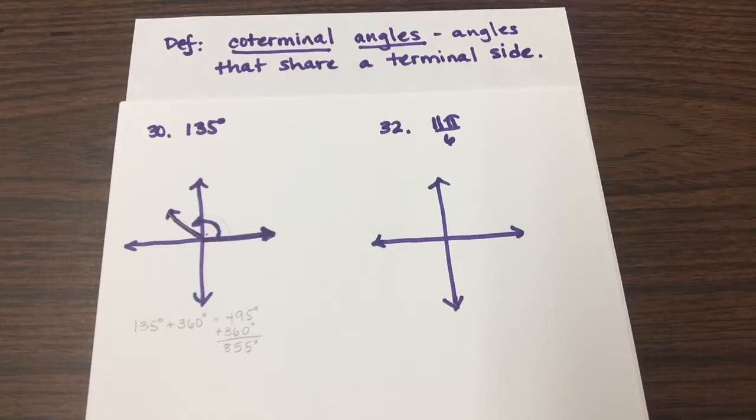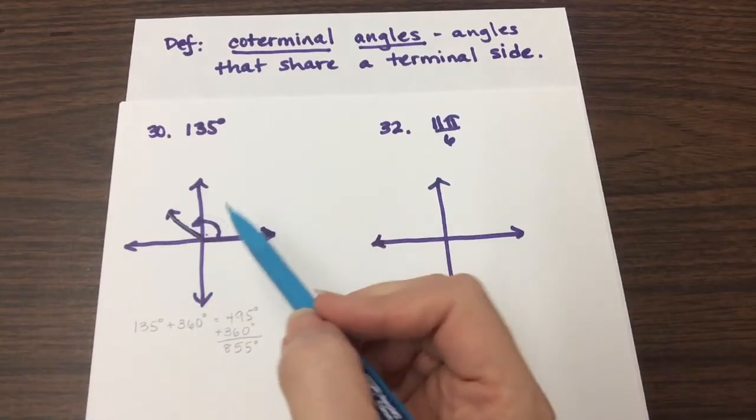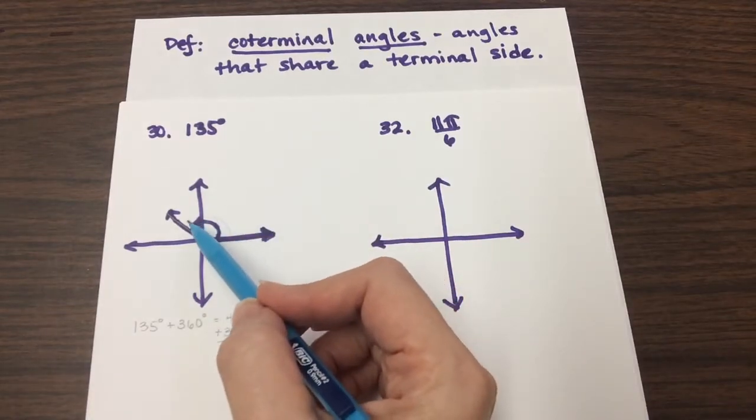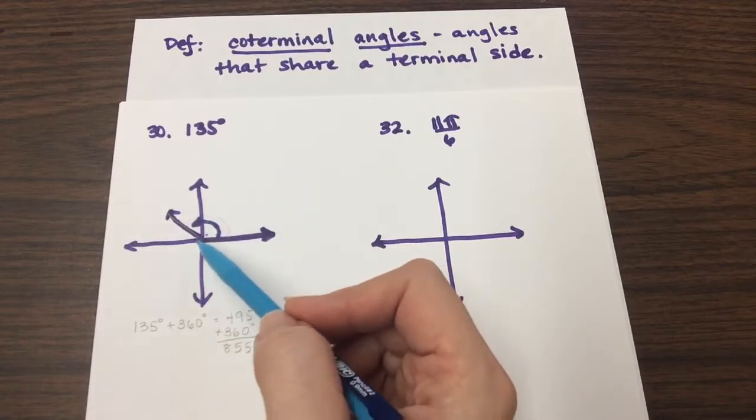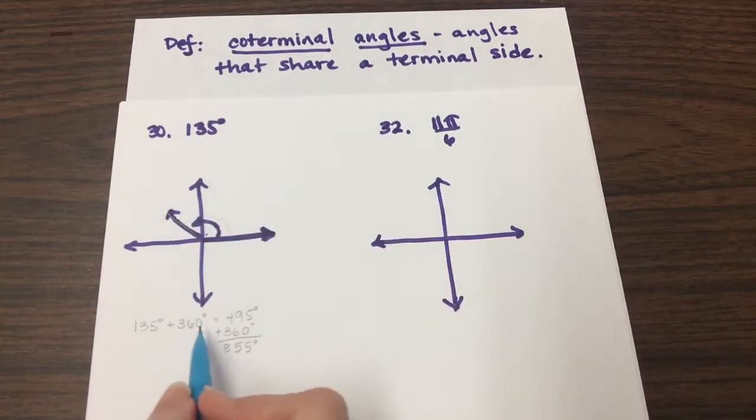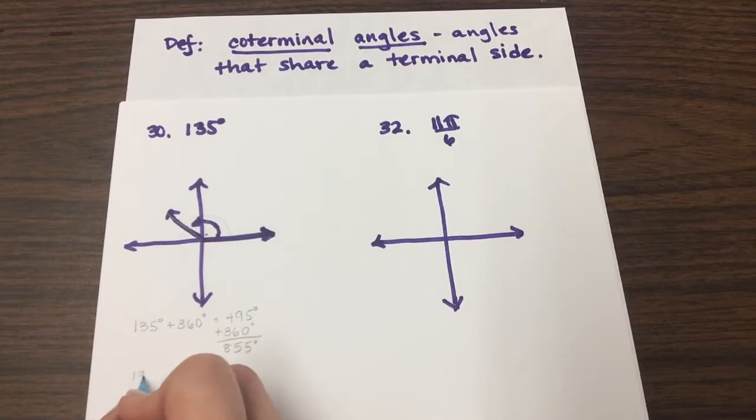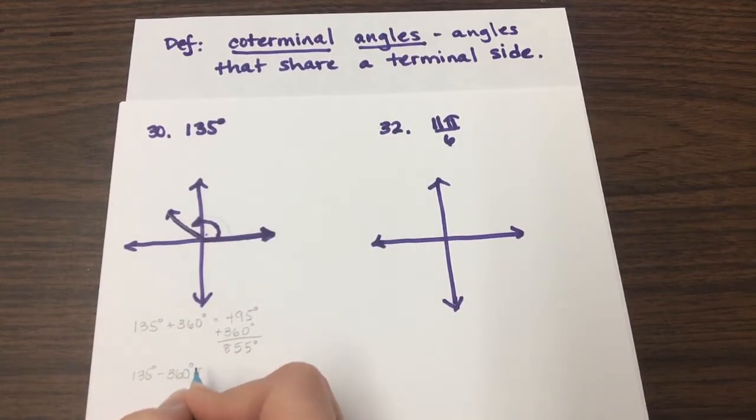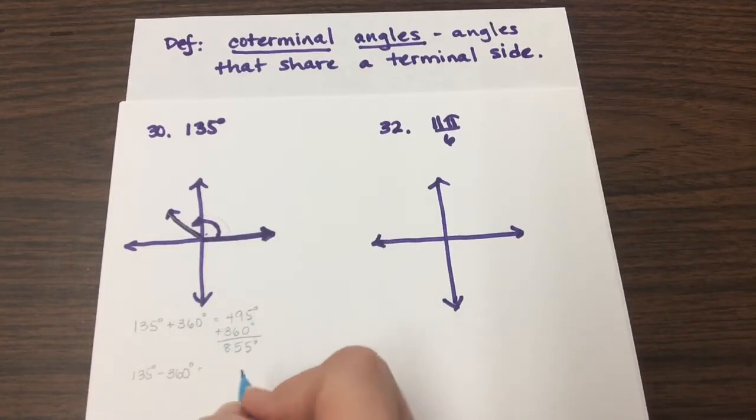If I need a negative coterminal angle, what do you think I need to do here? Instead of going counterclockwise, I need to go clockwise, or in the opposite direction, until I get back right here. Well, it's a full rotation in the opposite direction, so instead of adding 360, I'm going to subtract 360. When I subtract 360, I get negative 225 degrees.